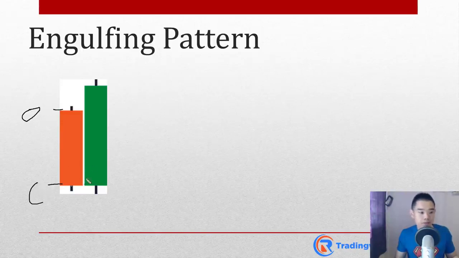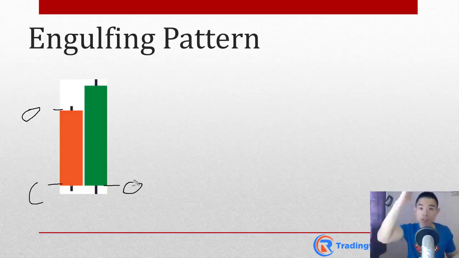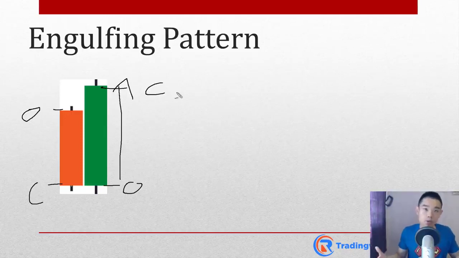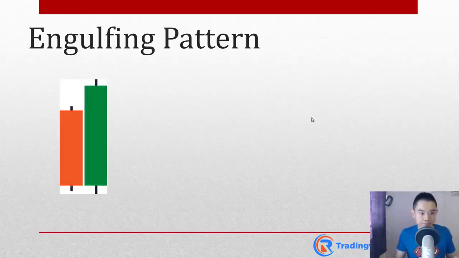The next candle, the price opened here and the buyers stepped in and took control and pushed price all the way up higher, finally closing near the highs. So this shows you a sign of strength. The buyers took control and pushed price up higher. So this is a bullish reversal pattern, otherwise known as a bullish engulfing pattern.